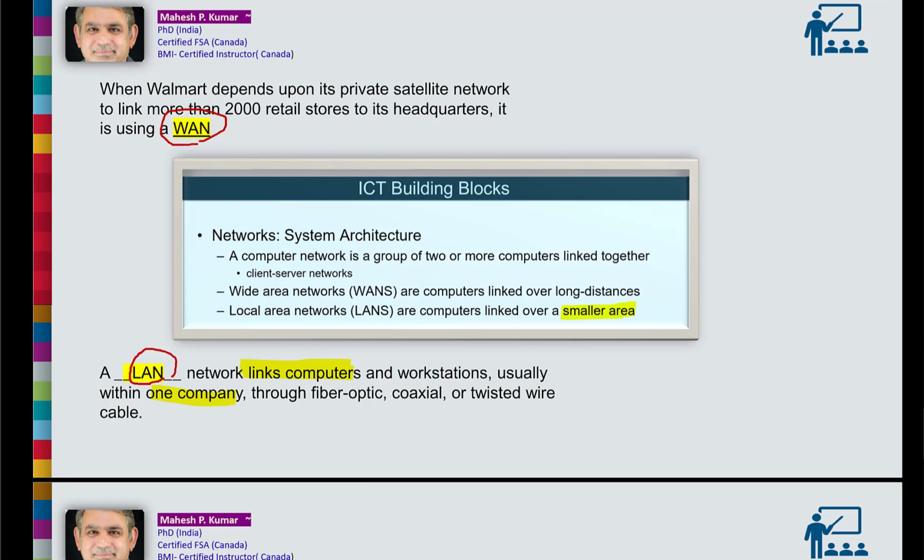And when you are situated in a wide area, then you need a WAN, wide area network. For example, Walmart has more than 2,000 retail stores, and it has headquarters as well. So when they have to connect all the computers and networks, maybe using private satellite, they would definitely need something called a wide area network, because their stores are located over a wide area, or over long distances. So for long distances, you would need a wide area network, and the connection may not happen through wires and cables, but through satellite and new emerging technologies.